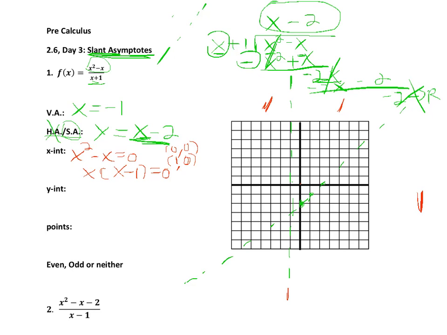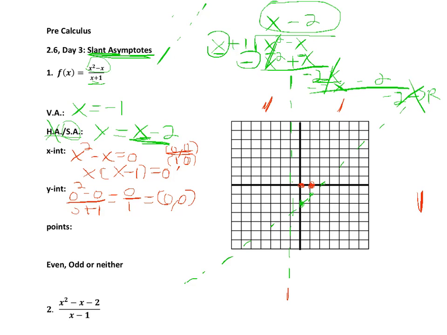Let's plot these. This is at the origin, and this is at (1, 0), which is right here. All right, y-intercept: let's let all the x's equal 0. So this would give you 0 squared minus 0 over 0 plus 1. Well, this would just give you 0 over 1, which is 0, and that makes sense because it's this point here, (0, 0). So that's also an x and a y-intercept.